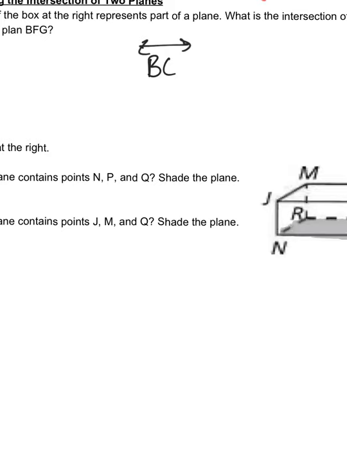Okay. Now it says what plane contains points J, M, and Q? Shade the plane. Well, if you look, this is JM, and this is Q. Well, we kind of have like an imaginary dotted line right here that goes from J to P and M to Q. Well, if we shade that little piece right here, that is in fact our plane that contains J, M, and Q. All right.